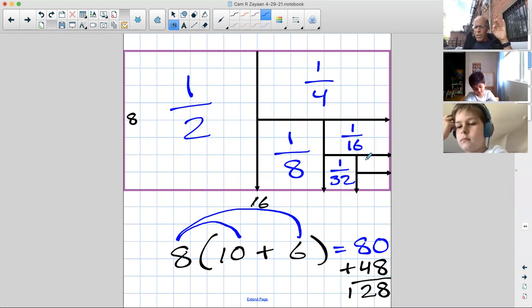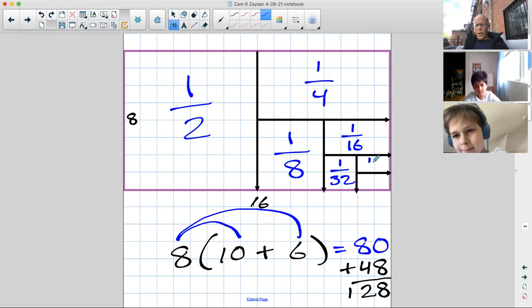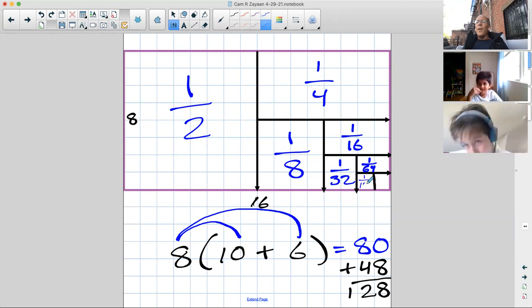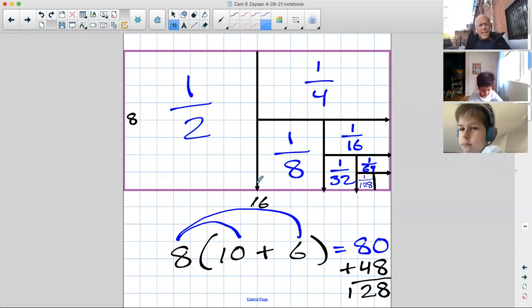But Cam, why don't you give me the next fraction? 1/64. Oh boy, you are the man. And Zion, would you please give me the last one, please? 1/128. Okay, that's right.